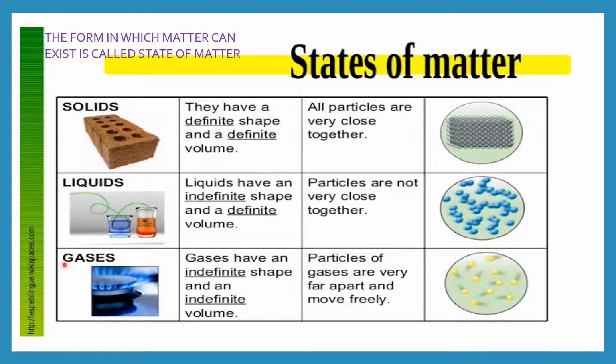So next we move to the gases. Gases have an indefinite shape, their shape is not definite, and they have an indefinite volume. Okay, so particles of gases are very far apart and they move freely. So in this slide we see that what is state of matter.